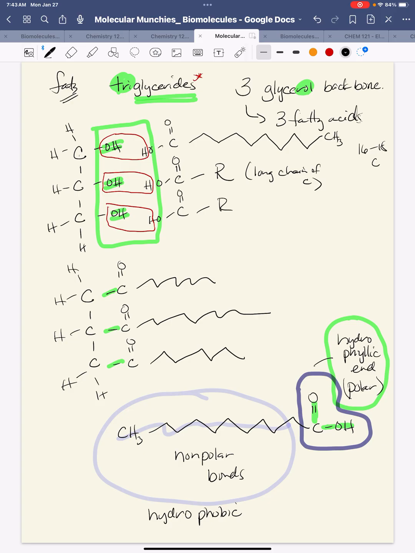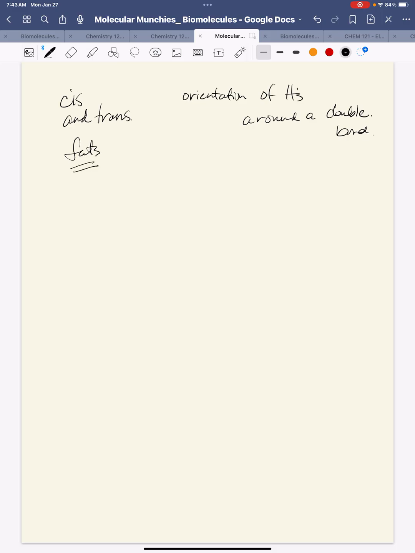Okay. There's more that we want to talk about with fats, and so I'm going to add myself one more page so I can draw all over it. I want to talk about cis and trans. So this is the orientation of hydrogens around a double bond. That's basically what it comes down to. So first and foremost, when we talk about cis and trans fats, basically this is the orientation that the hydrogens have.